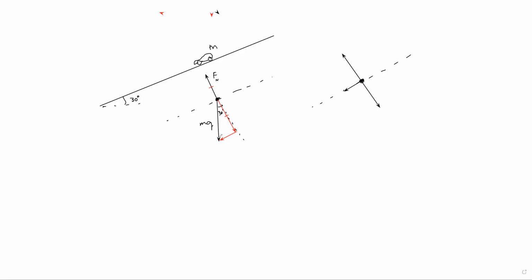This is the force of gravity mg. This is a force that's in the x direction. So we're going to go ahead and say mg times the sine of 30. And this right here is going to be mg times the cosine of 30 degrees.